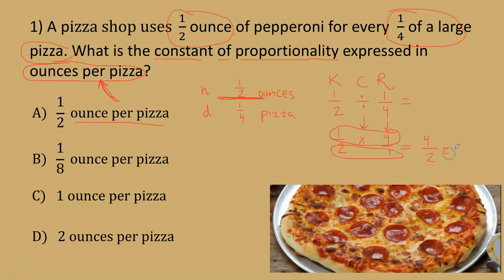4 divided by 2 is equal to 2. So that would be 2 ounces per pizza. And that would be answer choice letter D.